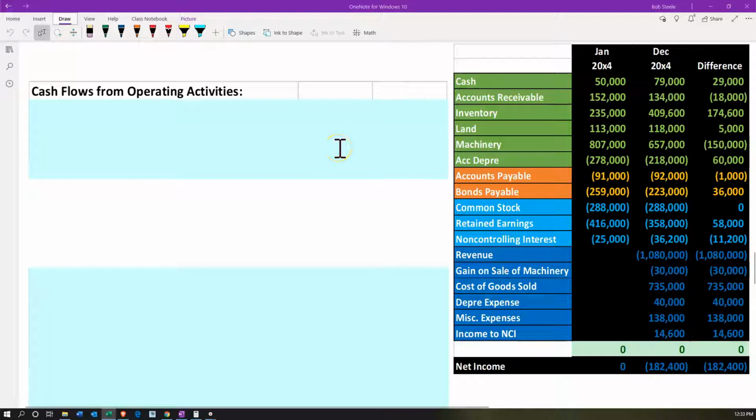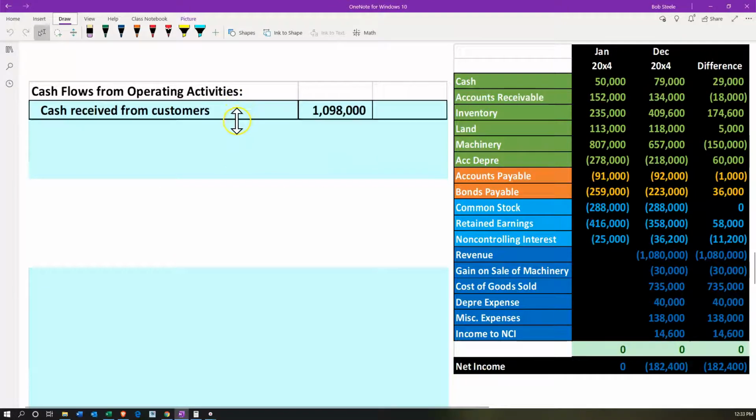This, of course, is the component that will be different between the direct method and the indirect method. So we're using the direct method here, so we want cash received from customers. Now remember, the difference between the two is that we're going to get to the same result if we use the direct method or the indirect method.